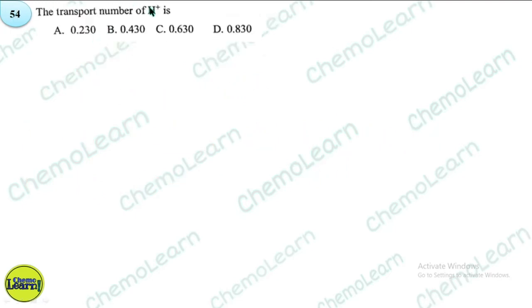The transport number of H plus is 0.230, 0.430, 0.6 or 0.